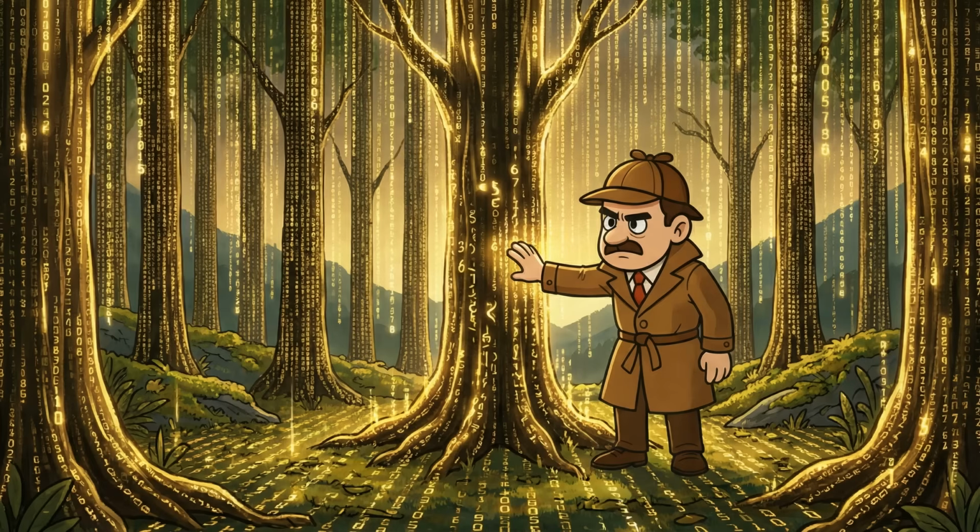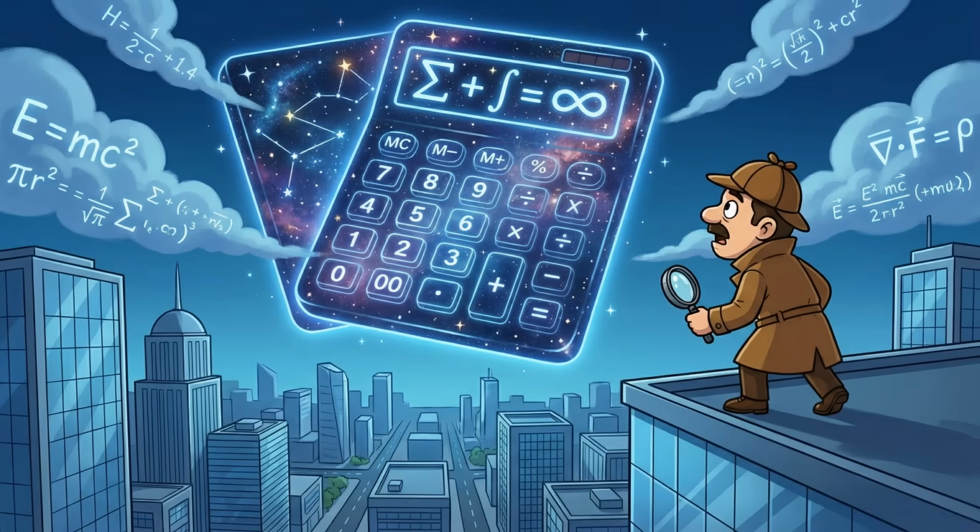The distribution of first digits isn't random. It's governed by mathematical laws so fundamental that they appear everywhere, as if reality is calculating these patterns rather than them emerging from physical processes.